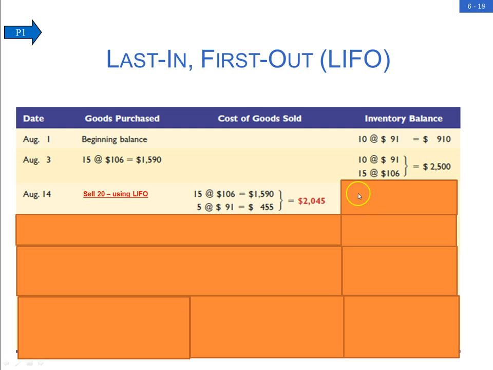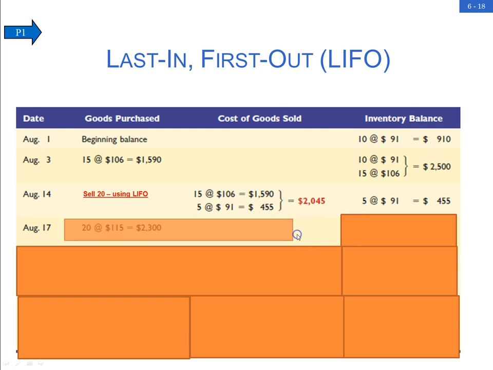Once again, after every purchase, we write out what's in inventory, both on a per unit and a total cost basis. Same thing after every sale, right? We were assuming that we sold all 15 of these, and we're assuming that we sold 5 of these, so 5 of these $91 bikes remain. So this is what's in our ending inventory balance after that sale, August 14th.